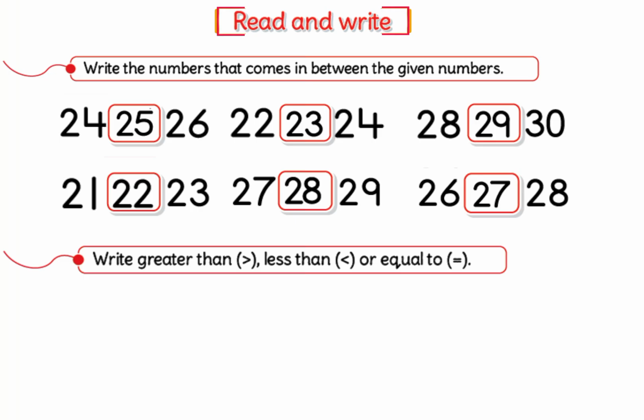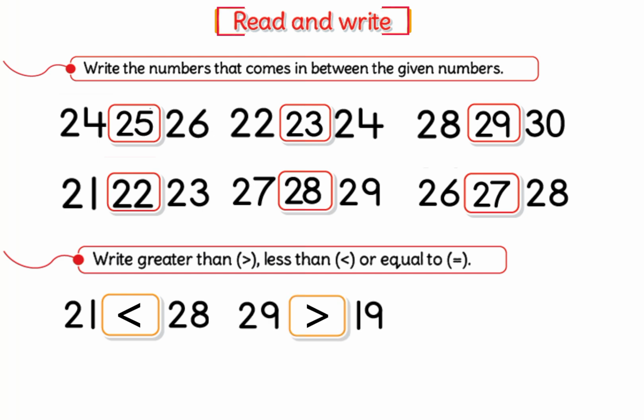Write greater than, less than, or equal to. 21 is less than 28. 29 is greater than 19. 24 is less than 27.